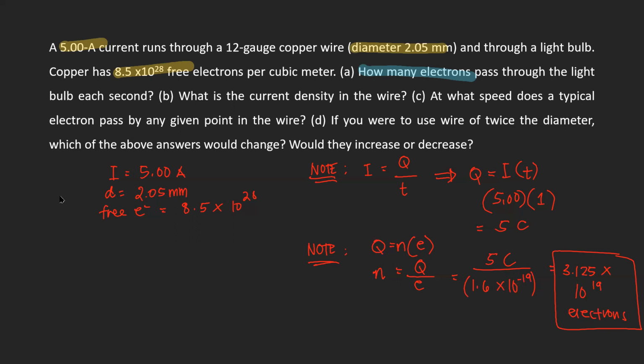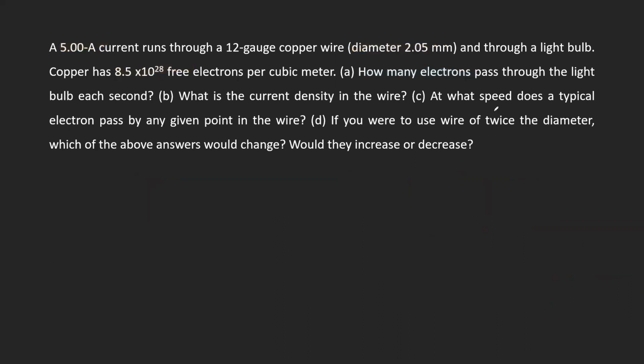Now we are dealing with, what's the current density in the wire? Looking for the current density. And remember, current density is denoted as J. So we're looking for our J here. What is our equation for J, or our current density? Note, current density is equal to your ampere, or your current, divided by your area. Area is the cross-sectional area of the said wire, the copper wire.